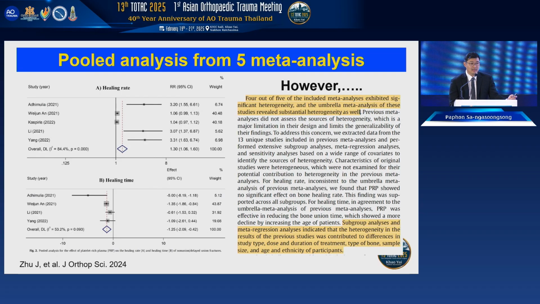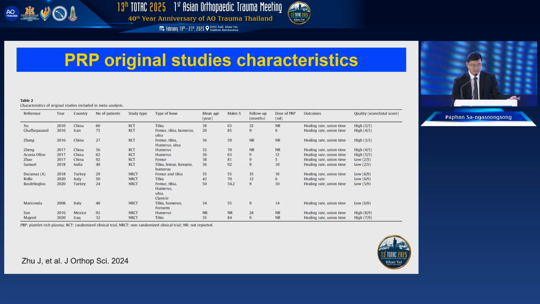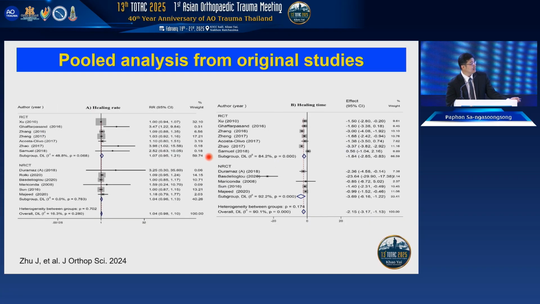However, when we analyze each original study, there is significant heterogeneity related to study type, dose and duration of treatment, type of bone used, sample size, and population. So they reanalyzed the original PRP studies and found that the healing rate was not significantly different. However, the healing time with PRP was significantly better compared to the control. Therefore, the result for now is that PRP helps healing time but not healing rate.